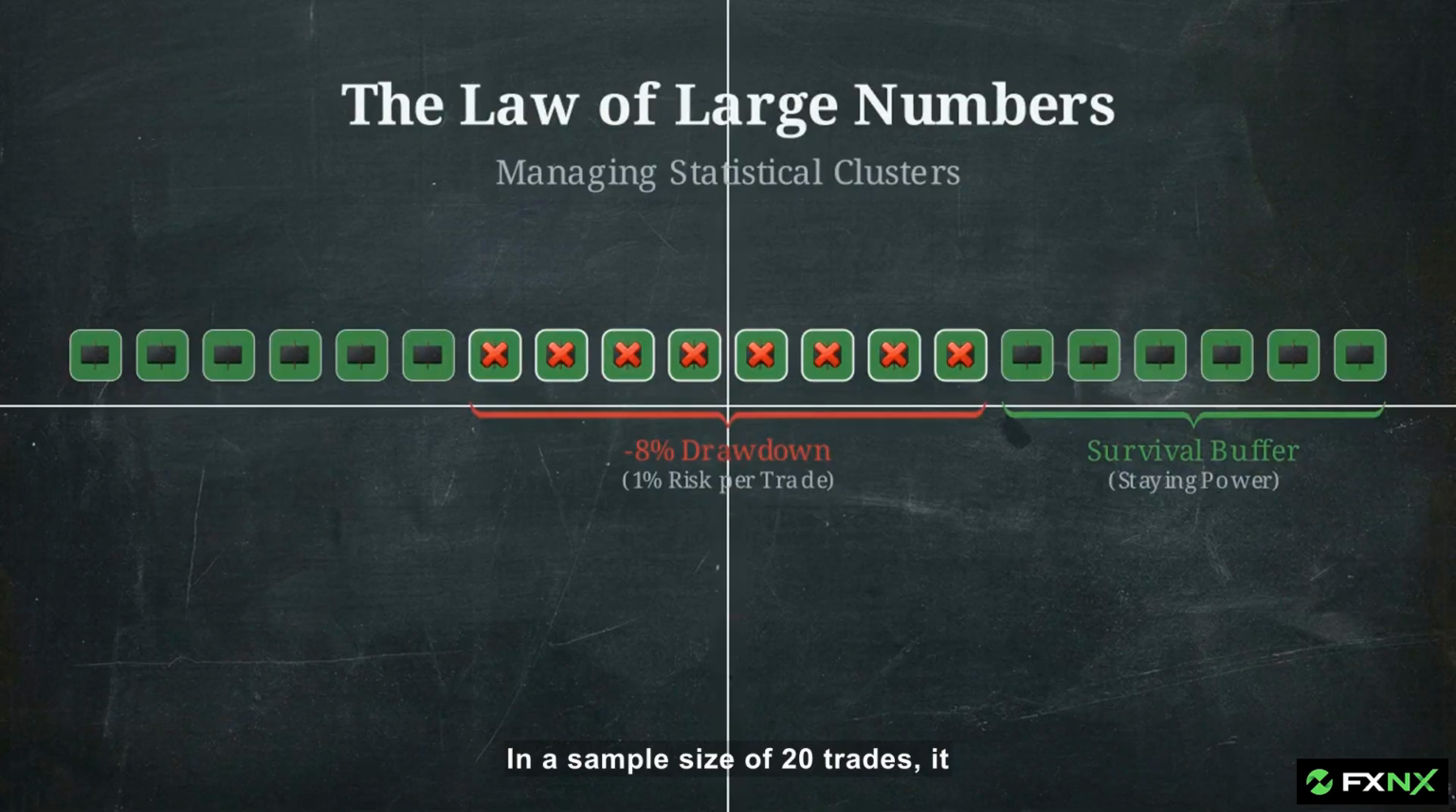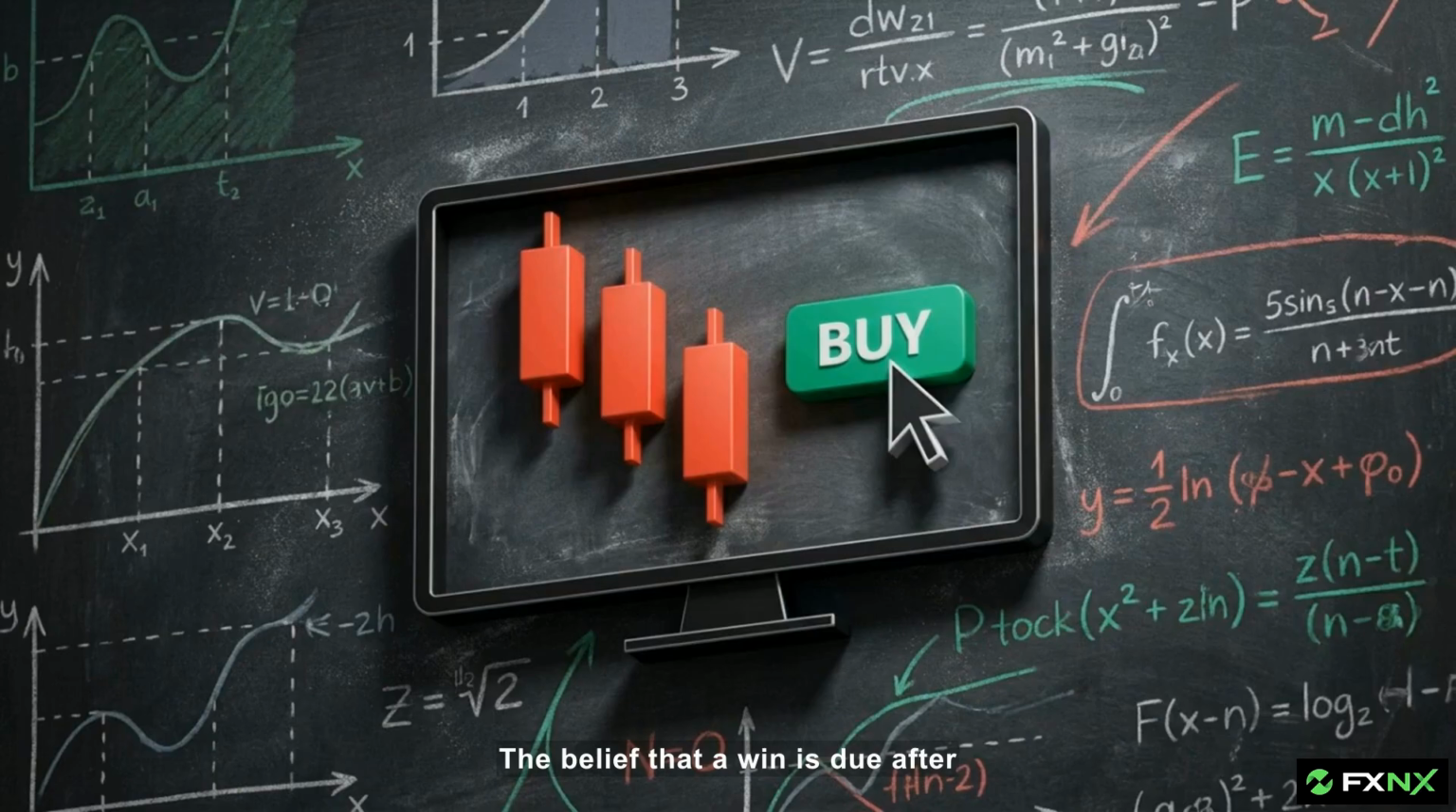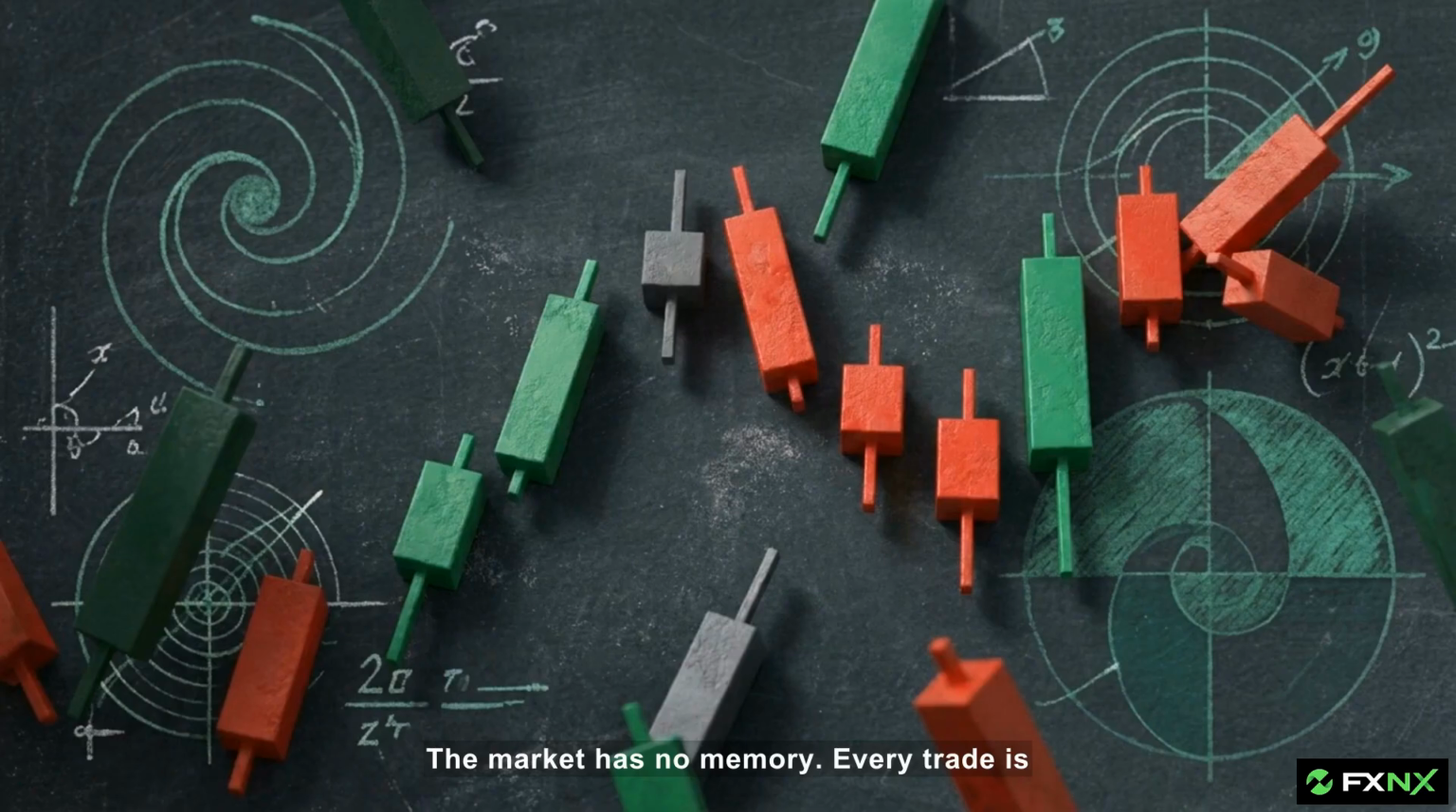In a sample size of 20 trades, it is mathematically normal to see 8 or even 10 red dots in a row. Most traders abandon their plan during these clusters because they fall for the gambler's fallacy, the belief that a win is due after a series of losses. The market has no memory. Every trade is an independent event.